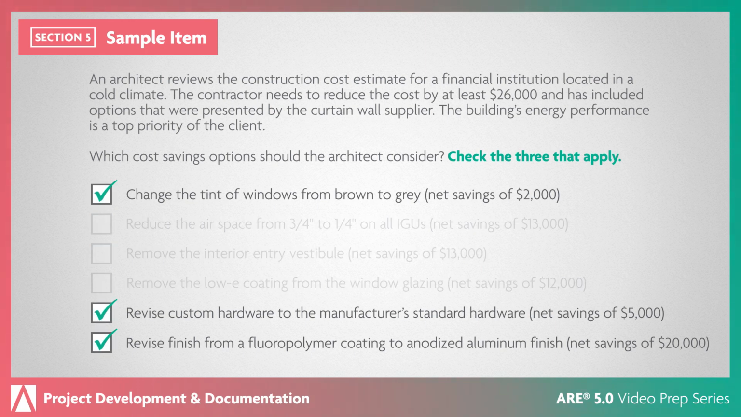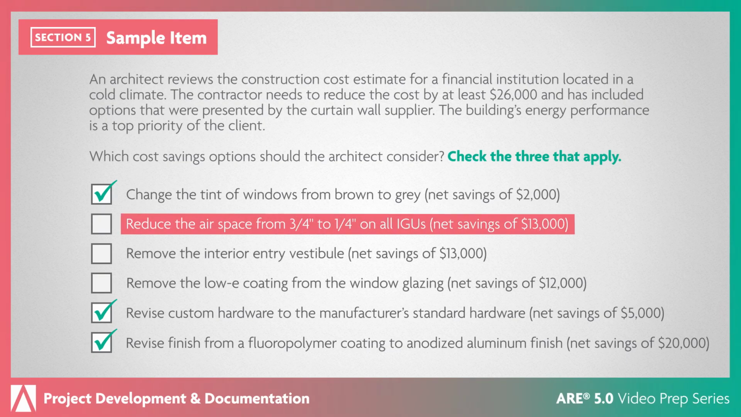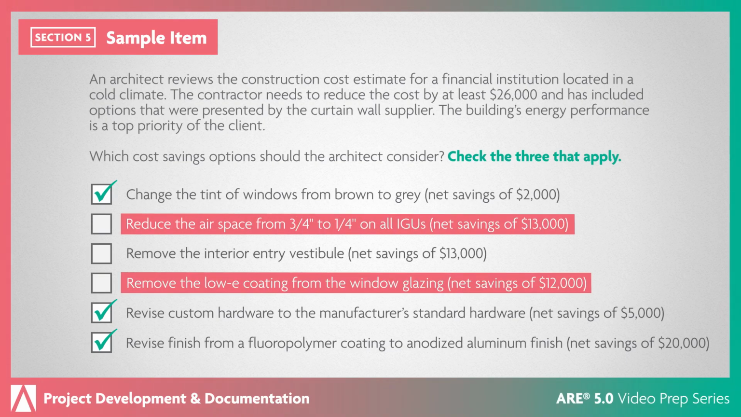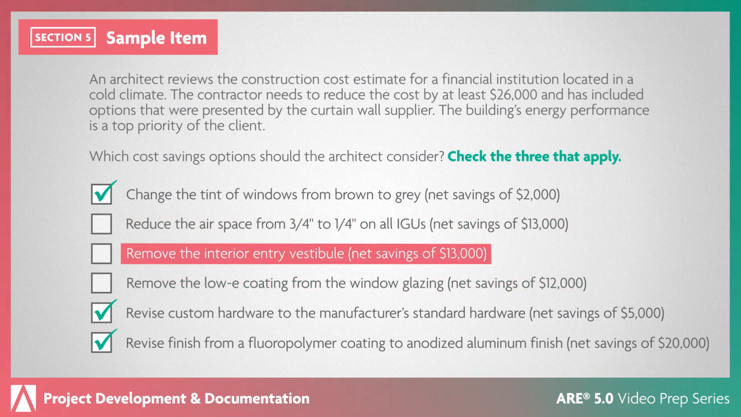Since this is a cold climate, you need to recognize the options that may have a negative impact on the energy performance of the building, as well as those that will have little to no effect. According to Fundamentals of Building Construction: Materials and Methods, reducing the airspace and removing the low-E coating will have a negative impact on the internal performance of the glazing system, thus reducing the overall performance of the building envelope and occupant thermal comfort. Removing the entry vestibule would increase infiltration of air into the building, also causing thermal comfort and building performance issues.